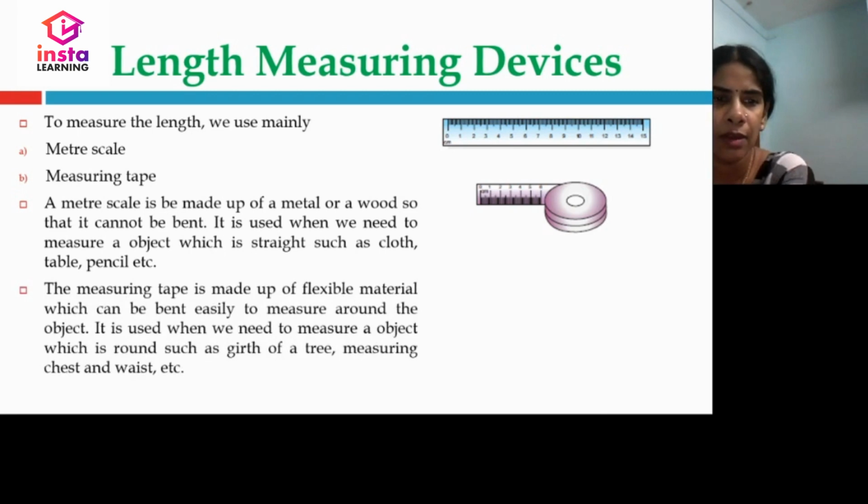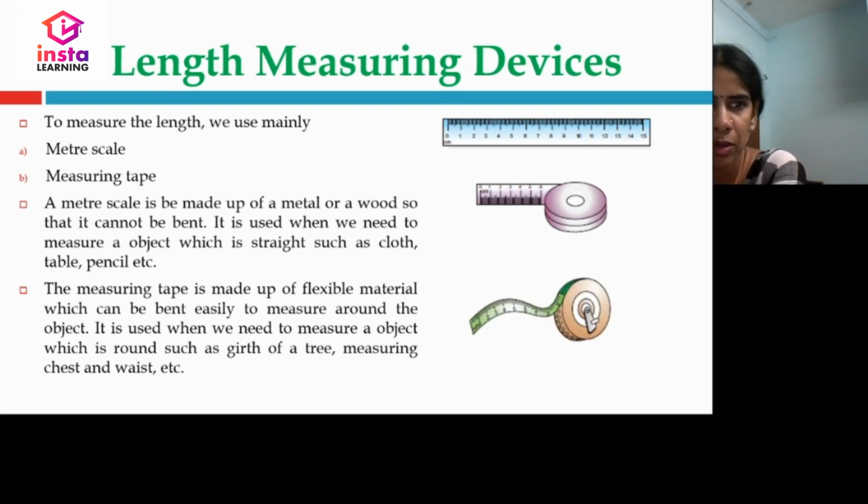The measuring tape is made up of flexible material which can be bent easily to measure around the object. It is used when we need to measure an object which is round.